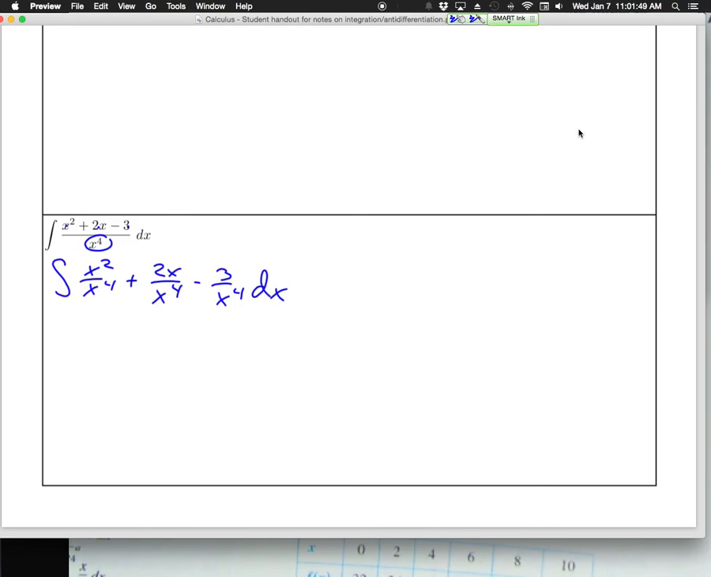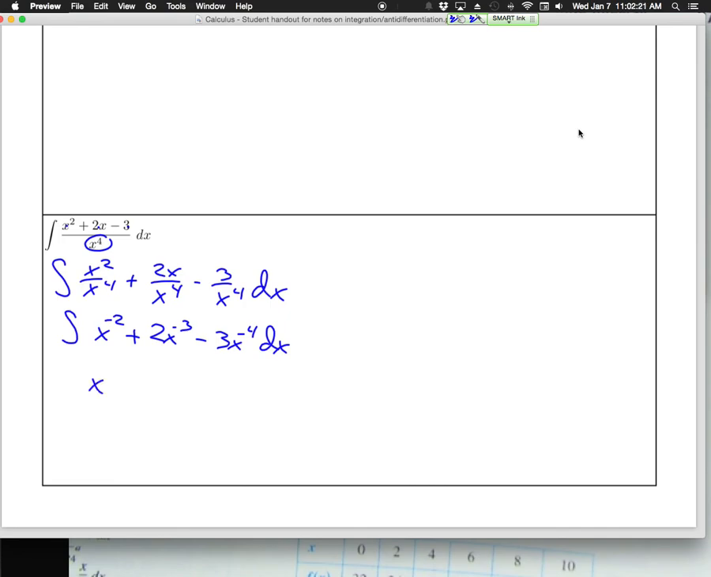So x squared over x to the fourth, what is that going to give me? That gives me 1 over x squared, which is the same thing as x to the negative 2. What does the next one give me? 2x to the negative 3. Just subtracting. And the last one, 3x to the negative 4. Once I've done that, now I'm in a situation where I can integrate.